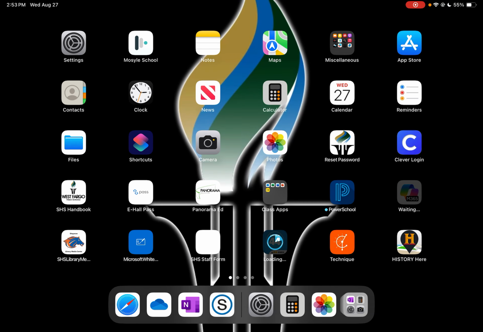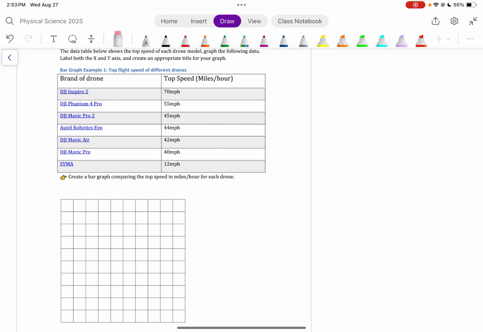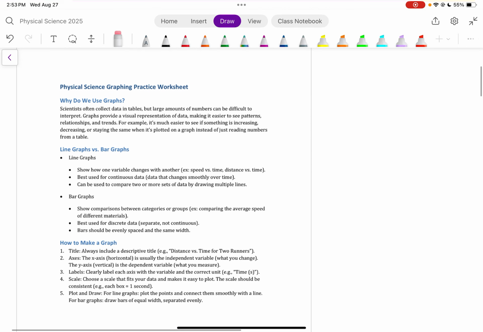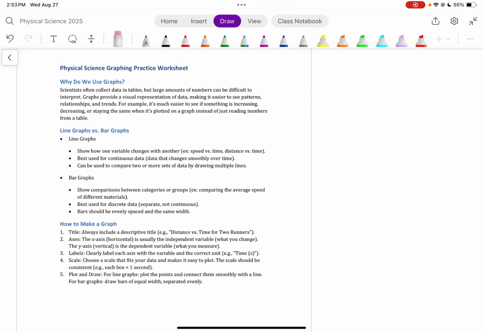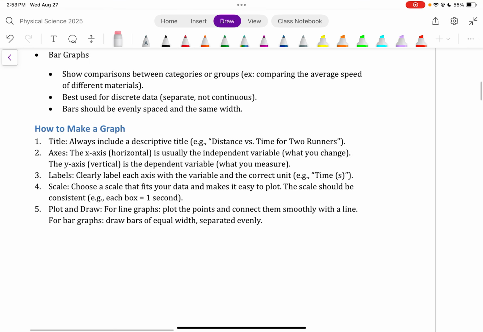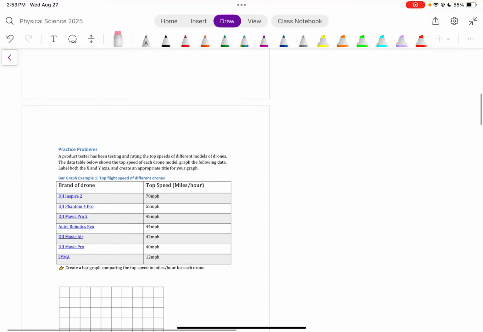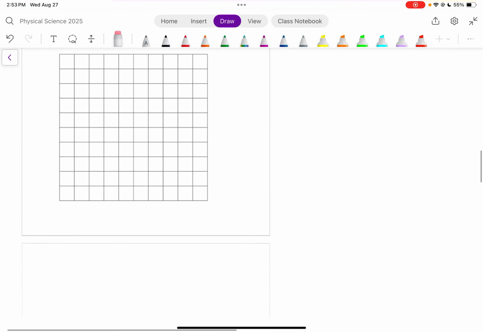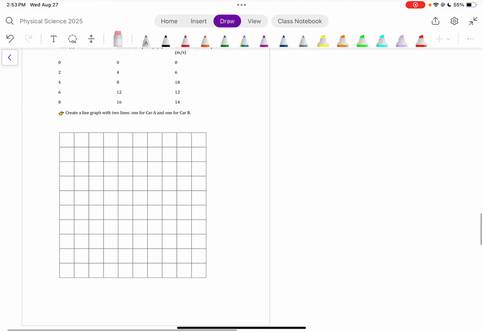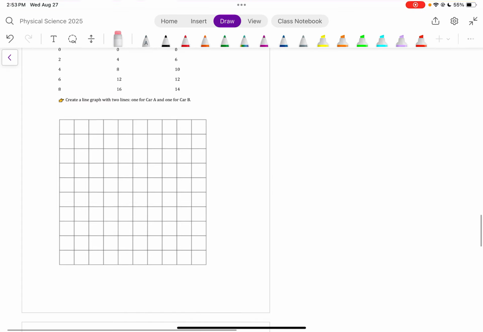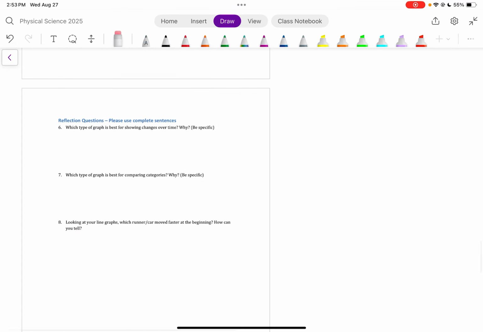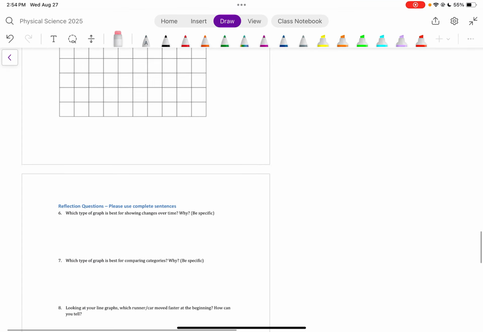So the first one I want to talk about is the graphing. So here it is. This initial one is just for some reading, and it's talking about why do we use graphs, line graphs versus bar graphs. This is important stuff, how to make a graph. I'll get you going on the first one, so you only have 3 to do, and then just a couple questions to answer, using that reading and the graphs.